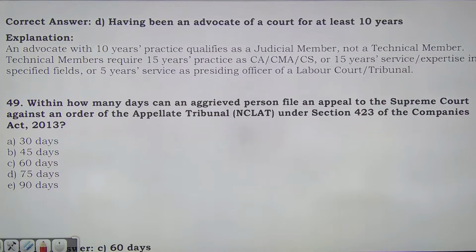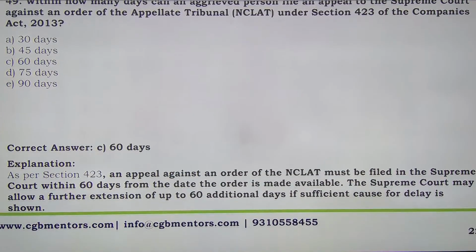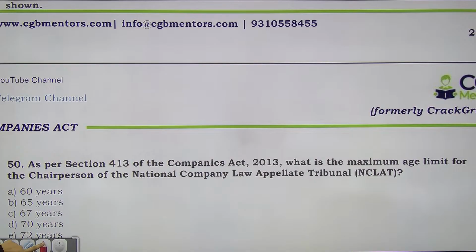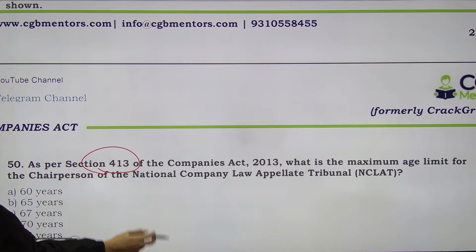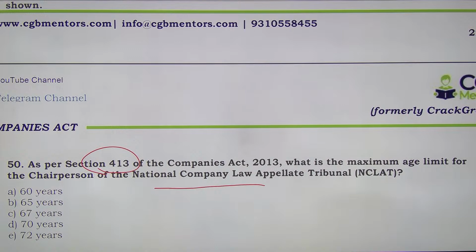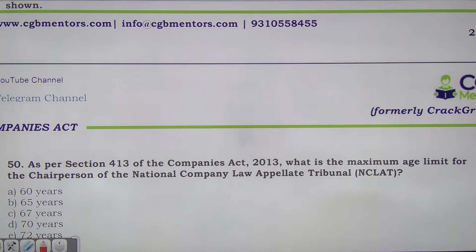So this was all about section number 423, which was asking about the time within which you can appeal to the Supreme Court, right? Now we are moving forward to the last question for today, question number 50, which asks: as per section 413 of the Companies Act 2013, what is the maximum age limit for the chairperson of the NCLAT? The options are 60 years, 65 years, 67 years, 70 years or 72 years. Please try to answer this.